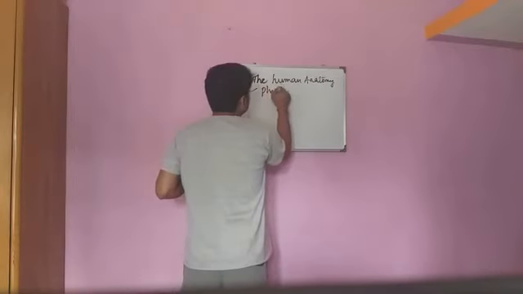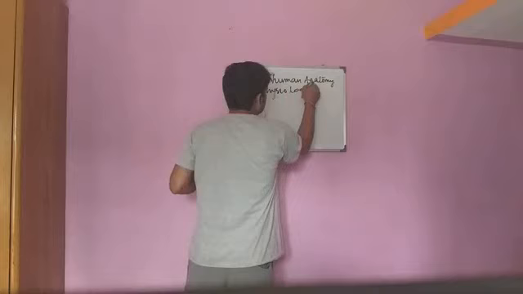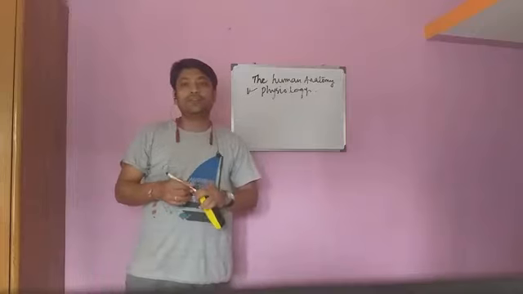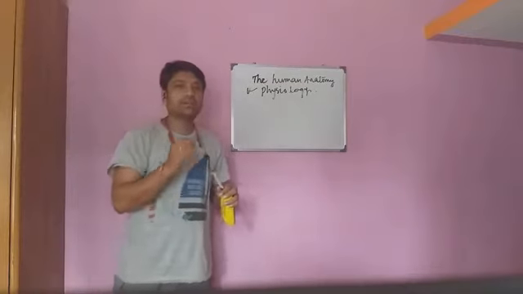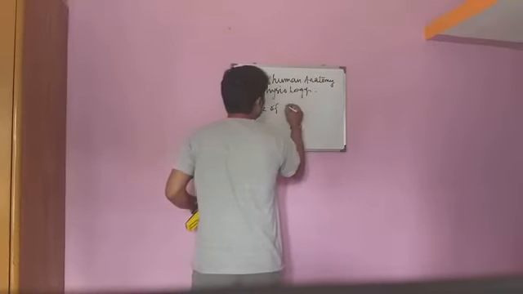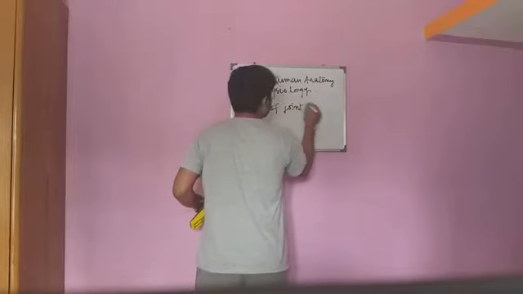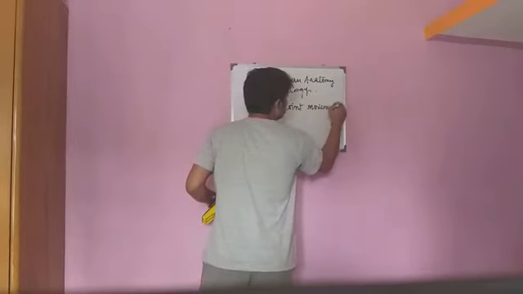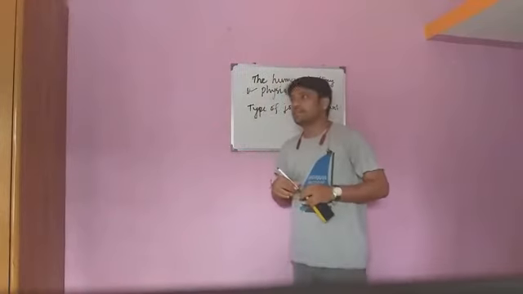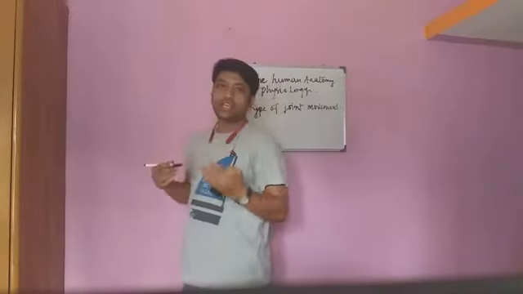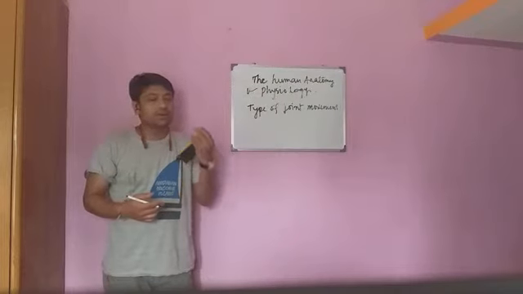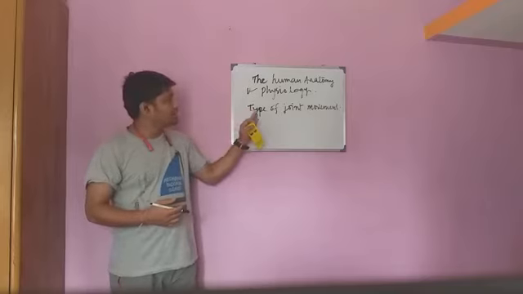Human anatomy and physiology. Look, students, today's topic is types of joint movements. There are some movements: flexion, extension, rotation, abduction, adduction, dorsiflexion. These are all about joint movement.